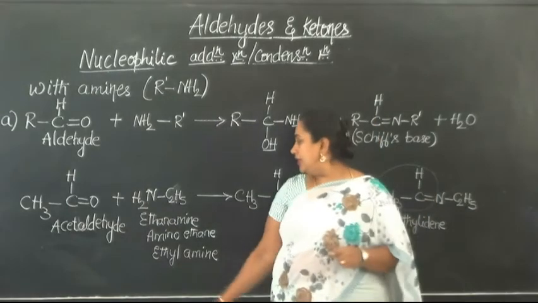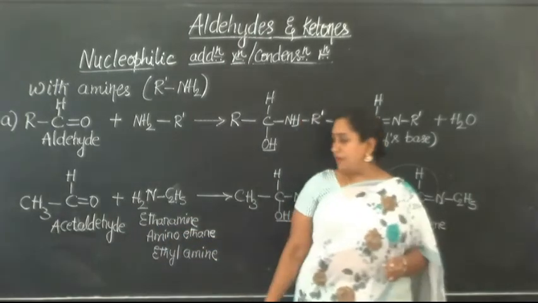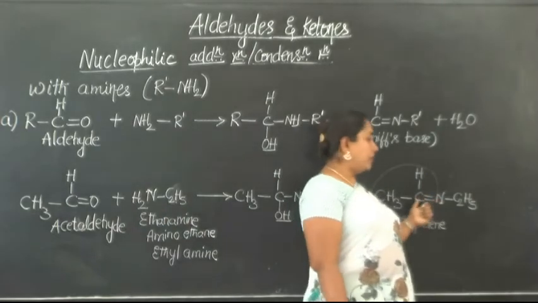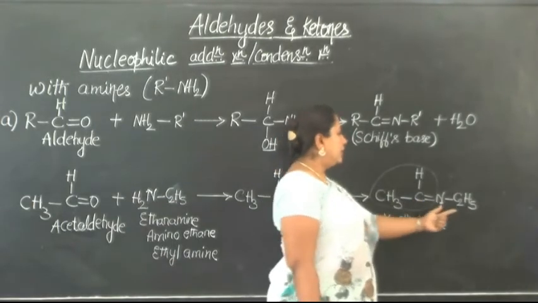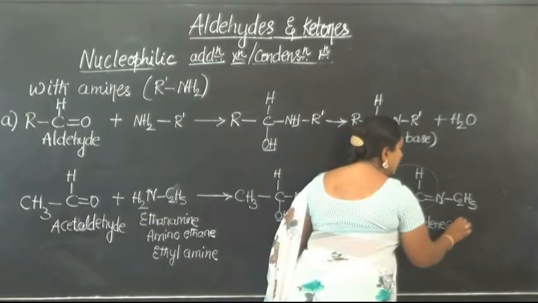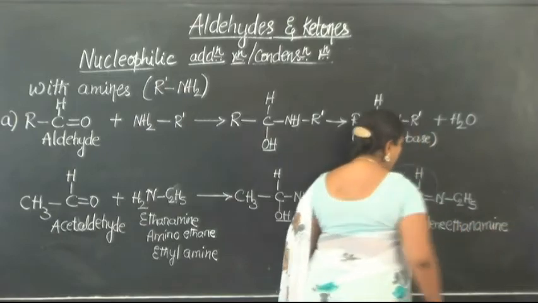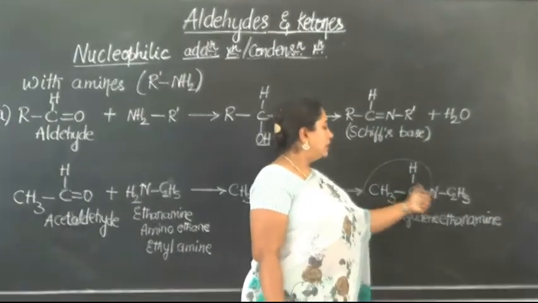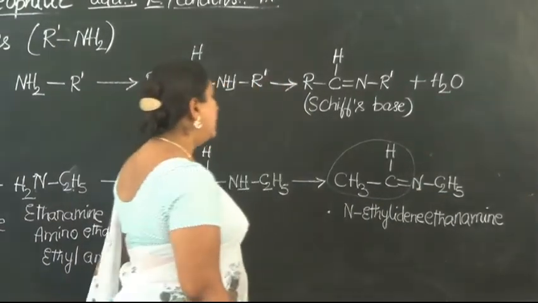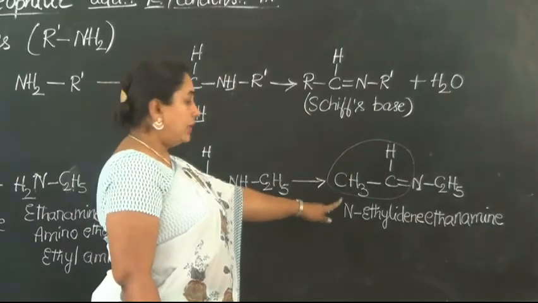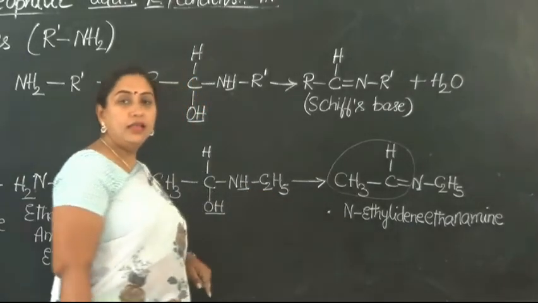What would be the name of the remaining compound that is left out here? As you can see, C2H5NH2 is ethanamine. So instead of this hydrogen, it is linked with carbon by a double bond in turn with this. Therefore it gets named as N-ethylidene, and the remaining portion is called ethanamine. So the product obtained is called N-ethylidene ethanamine. The final product obtained is a Schiff's base. The name of this Schiff's base when treated with acetaldehyde is N-ethylidene ethanamine.